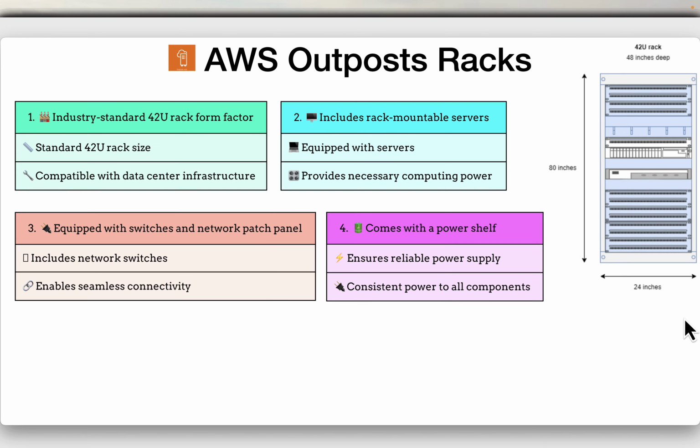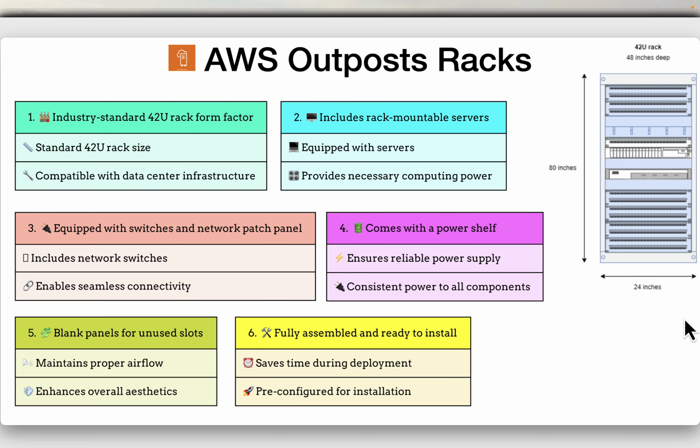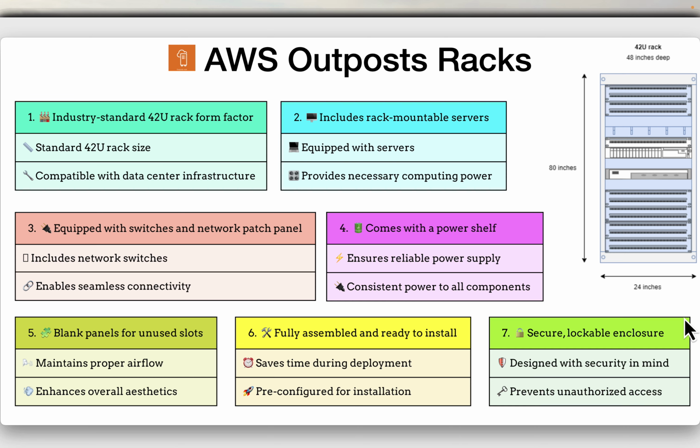Outpost racks feature a power shelf to ensure reliable and consistent power supply to all the components within the rack. Any unused slots in the rack are filled with blank panels, maintaining proper airflow and enhancing the overall aesthetics of the Outpost rack. Outpost racks arrive fully assembled, pre-configured and ready for installation, saving time and effort during the deployment process. The Outpost rack's enclosure is designed with security in mind, featuring lockable doors to prevent unauthorized access and ensure the safety of your hardware and data.